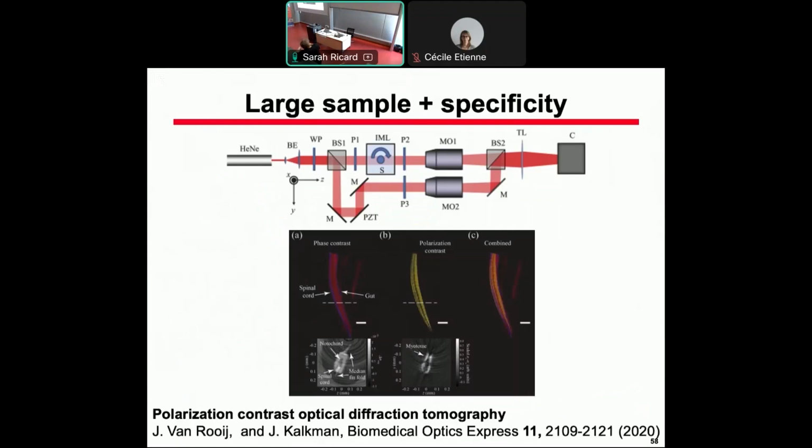Colleagues in Holland have combined a large sample approach. So it's tomography with sample rotation, but with low magnification, so it's easier, sample rotation and optical activity. And this is a zebrafish tail where the polarization contrast highlights the muscles. The phase contrast is just the phase, but the polarization contrast highlights the muscle cells, which are highly birefringent.